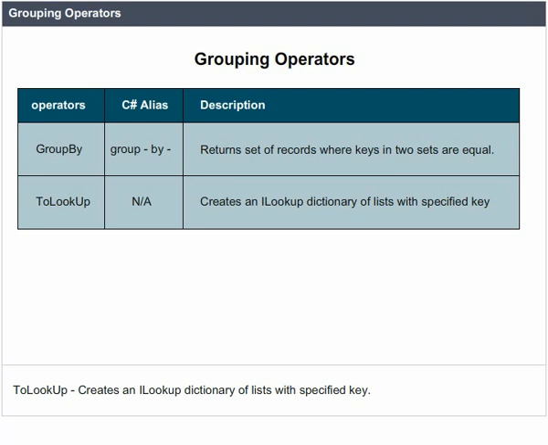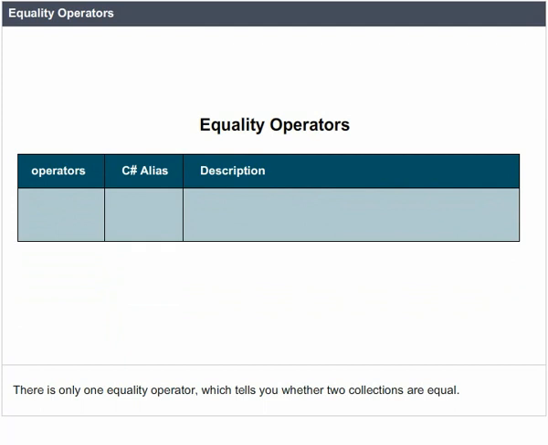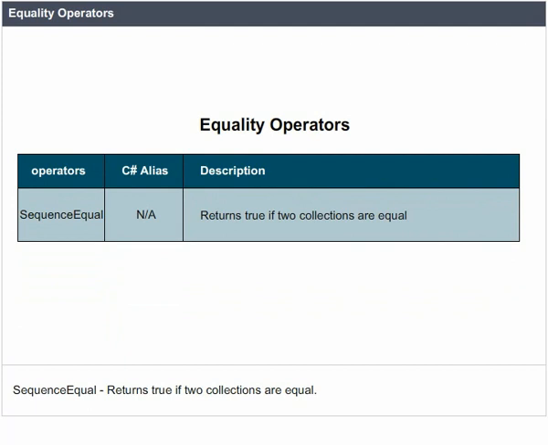Equality operators. There's only one equality operator, which tells you whether two collections are equal. SequenceEqual returns true if two collections are equal. Element operators.